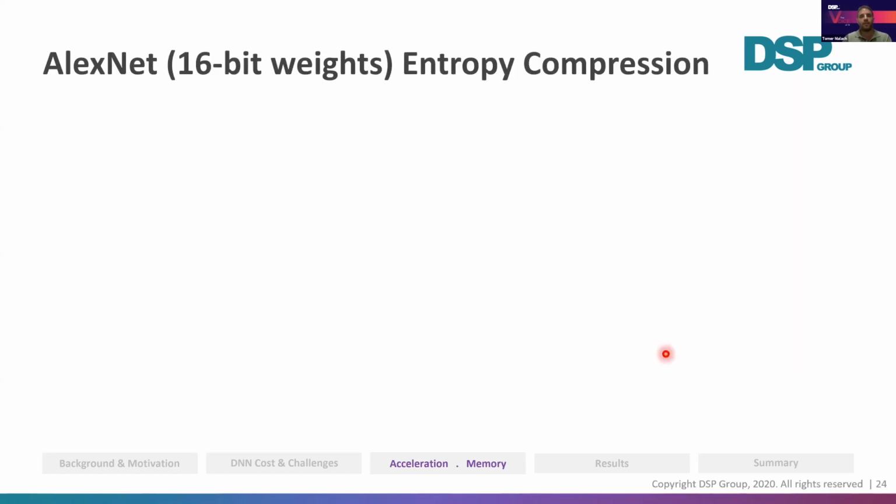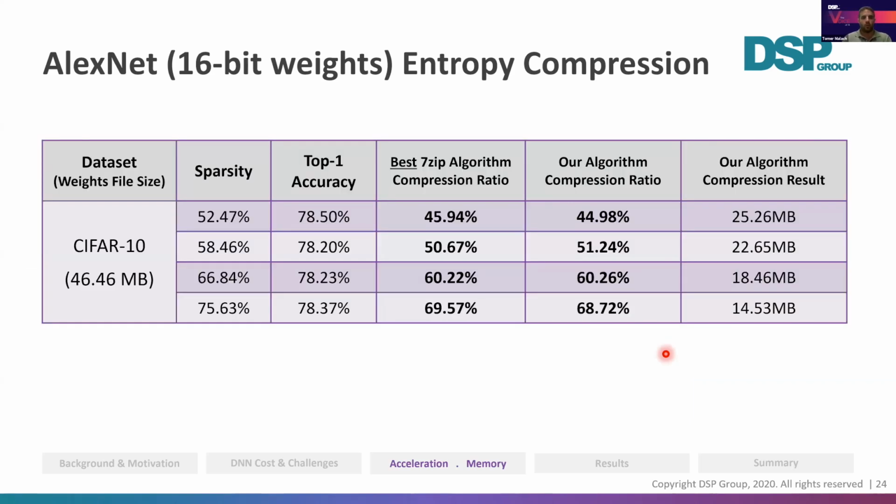So we examined this compression algorithm on AlexNet with 16-bit weights, and you can see here the result. We trained the AlexNet on the CIFAR-10 benchmark. We trained 4 different models with different sparsity levels, as you can see in the table, and obtained the sparsity using the TensorFlow optimization tool. As you can see, the top 1 accuracy of each model is quite the same.